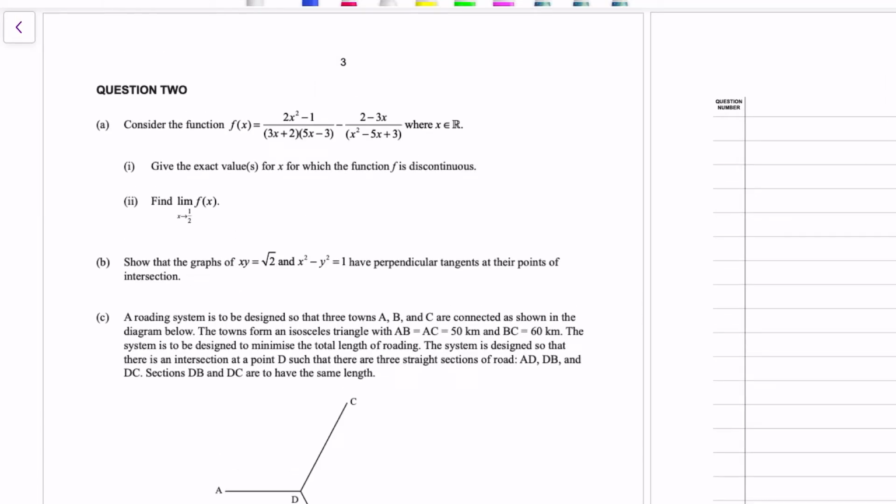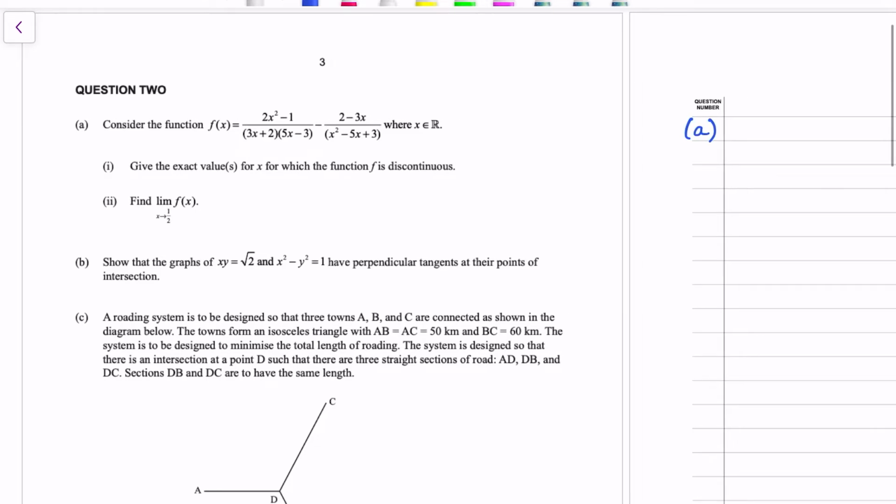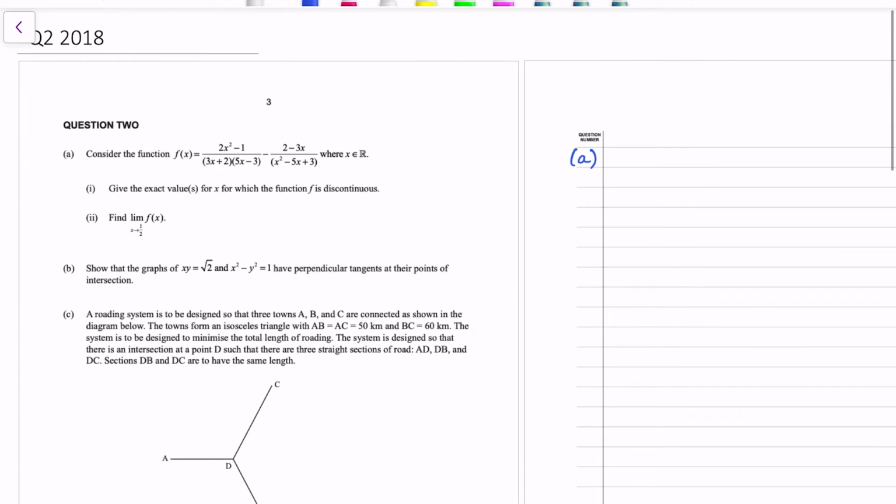Alrighty, question 2a is an examiner troll question, which we've seen a few of in the sequence of videos that I've recorded so far, in the sense that if you put these fractions back together, it's just going to be so tedious, lots of algebraic simplification, and actually really unnecessary. The question's asking us values where the function is discontinuous. So that's like, what values of x can we not substitute into this function?